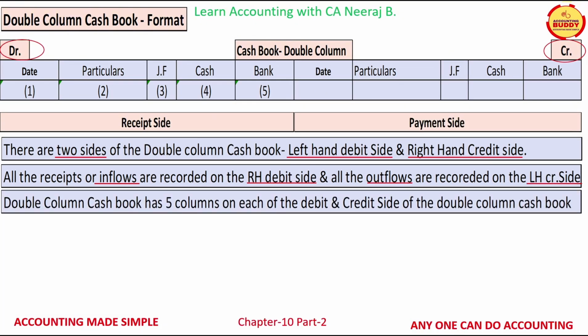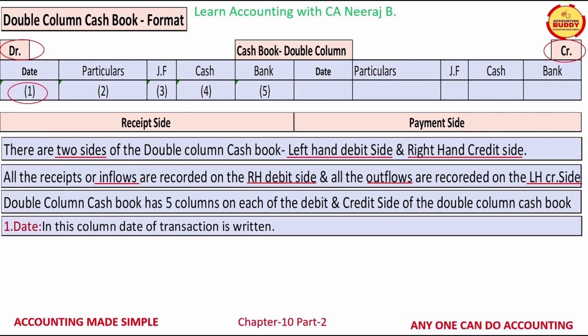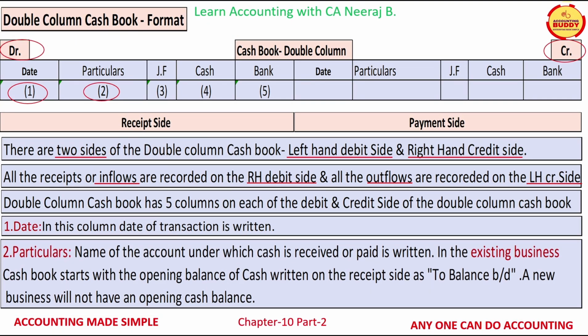Double column cash book has 5 columns on each of the debit and the credit side. Column number 1 is for date. In this column, date of the transaction is written. Column number 2 is for particulars. In this column, name of the account under which cash is received or paid is written. In an existing business, cash book starts with the opening balance of cash written on the receipt side as to balance brought down. A new business will not have an opening balance.